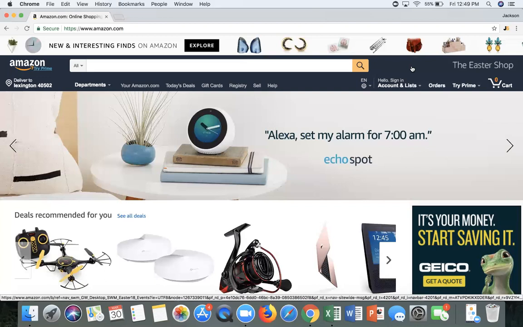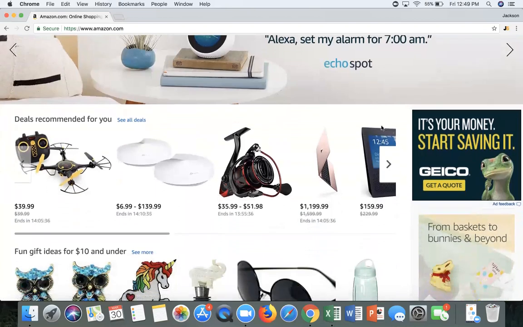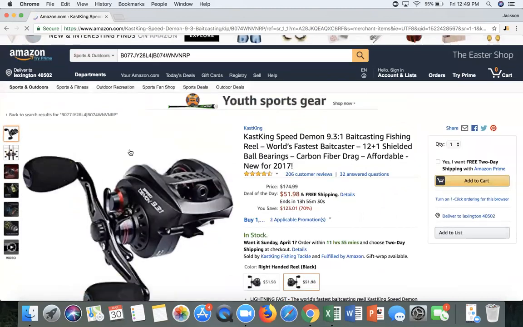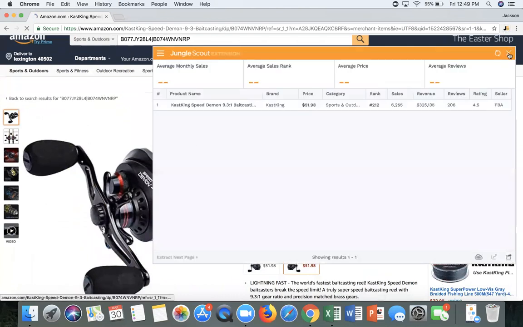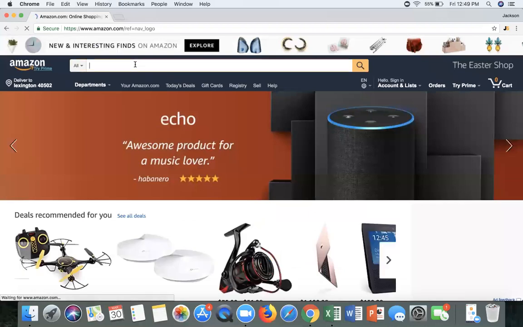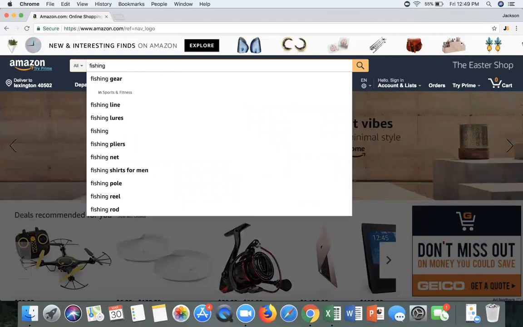I'm going to go through each column and tell you what's important, what to look for, and kind of what criteria to use when you're doing your product research with Amazon FBA. So let's just go to a random product. Let's just go to this right here, this fishing rod. So what we're going to do is pull up Jungle Scout numbers. Actually, we have to go to the full page listing. So let's just go back to Amazon. Let's just go to fishing. Let's see, fishing reel.